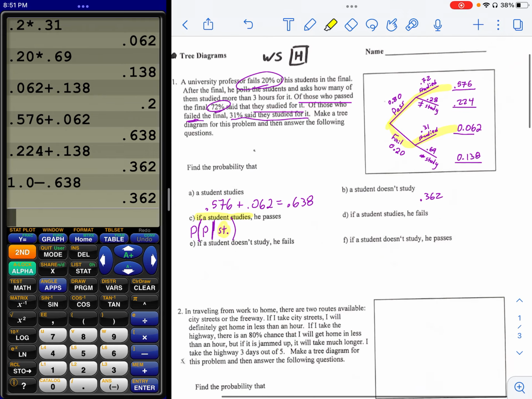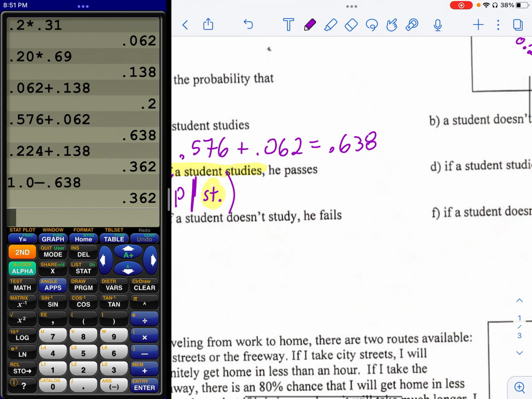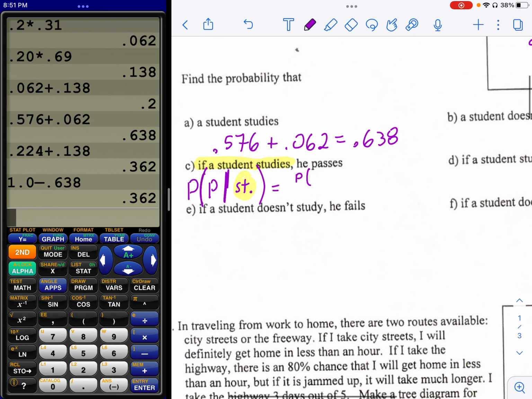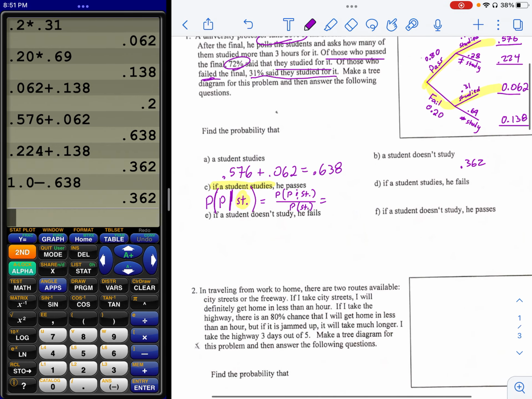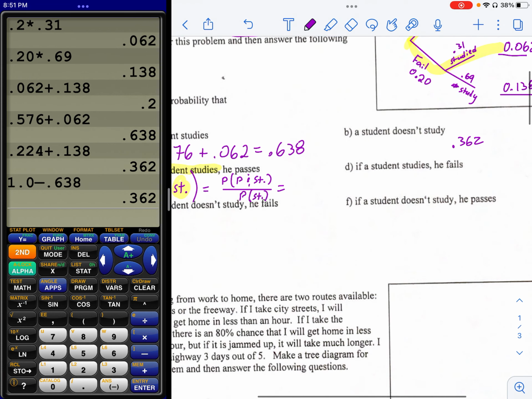Okay. In a tree diagram, it's much easier to do with the formula. Okay. And if you recall, the formula is the probability, the numerator is the probability of this and this happening. So passing and ST, studying. And the denominator is the probability of the condition, which is studying. We have a lot of these answers in above, right? So the probability of the numerator, you passed and you studied, that's this route. So that's 0.576.